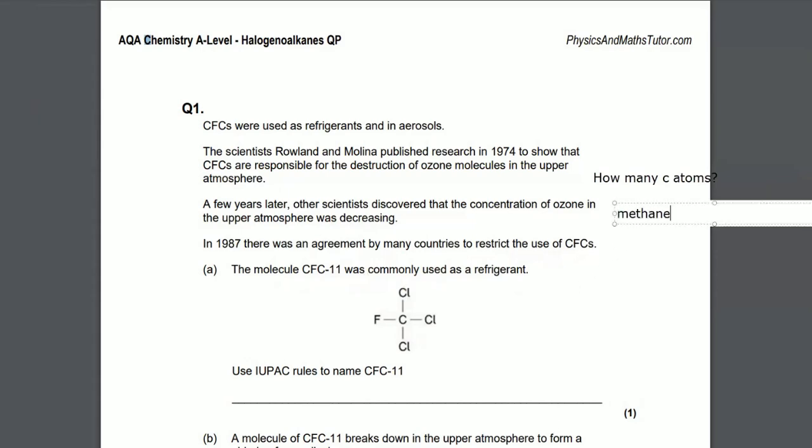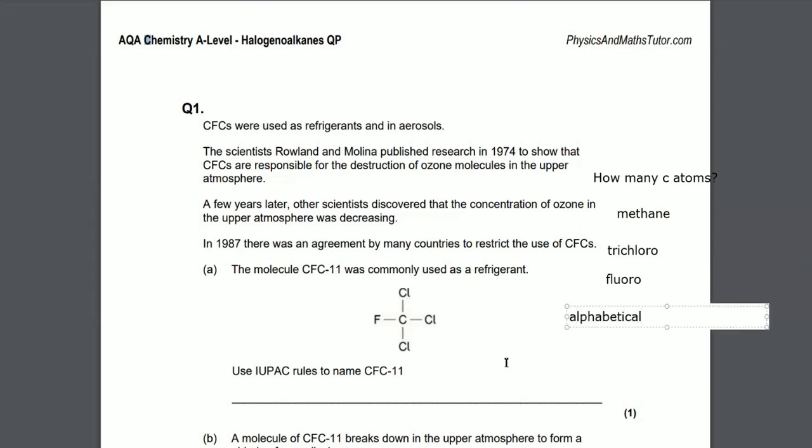So we need to ask ourselves how many carbon atoms are in this molecule. There's only one, so it's going to be a methane molecule, single bonds. There's 3 chlorines, so we use the trichloro, and there's 1 fluorine atom, so fluoro. Put them in alphabetical order: chloro, C before F. So trichloro, i.e. 3 chlorines. Fluoro, just 1 fluorine. Methane. So the answer to this is trichlorofluoromethane, and that is the name of this molecule.